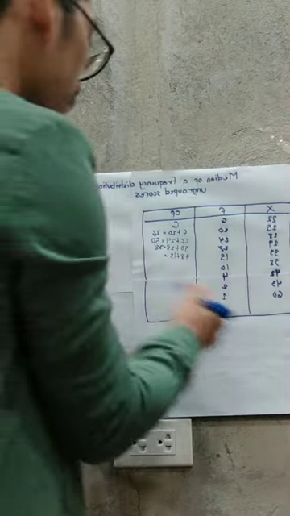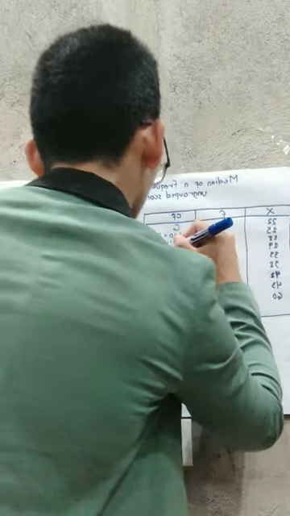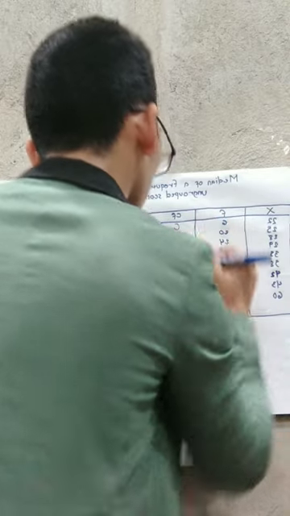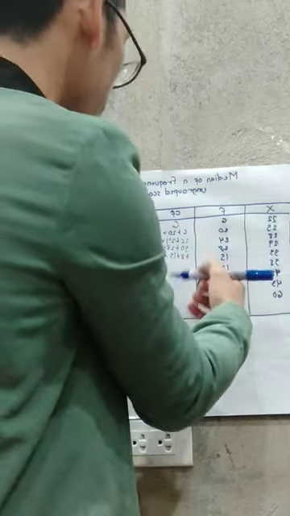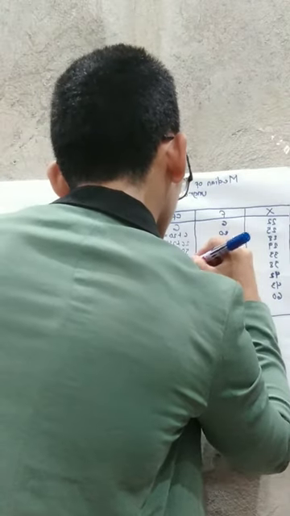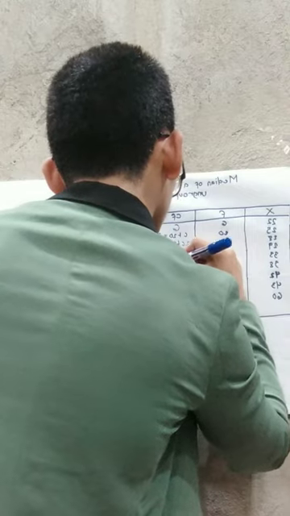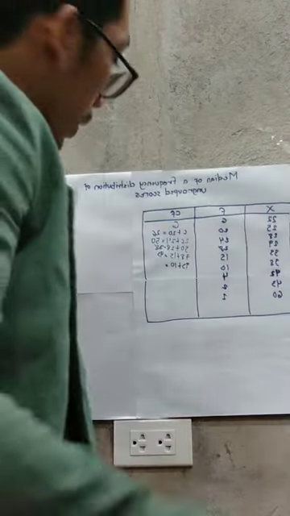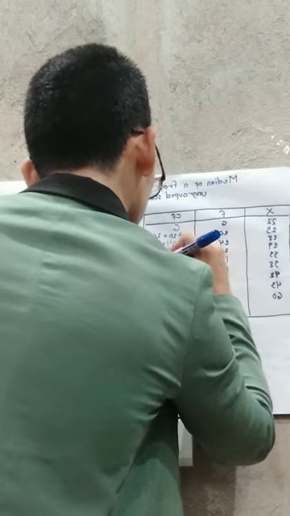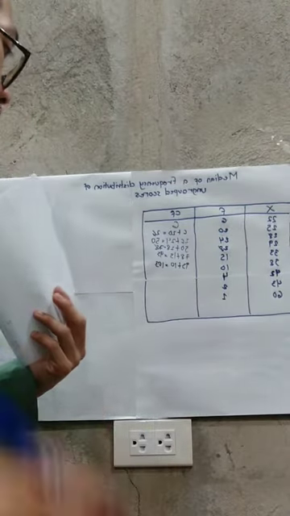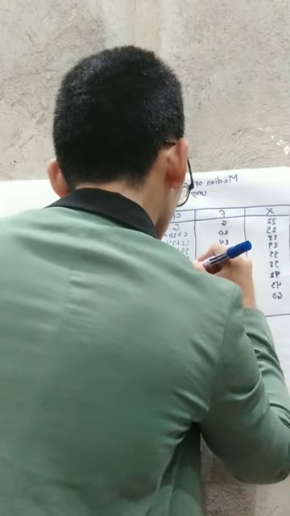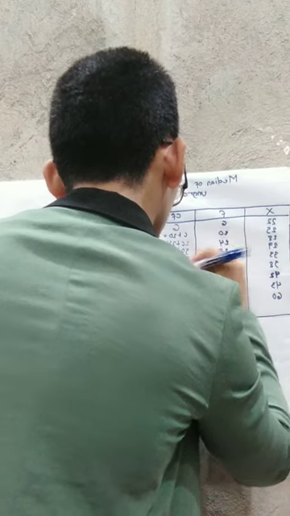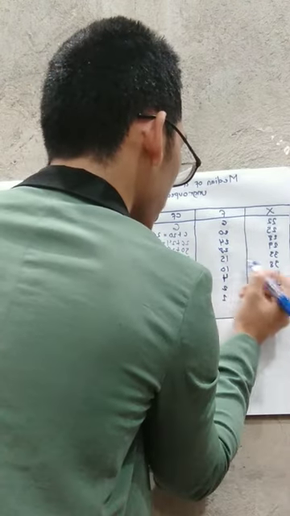78 plus 15 equals 93. 93 plus 10 equals 103, then 103 plus 4.